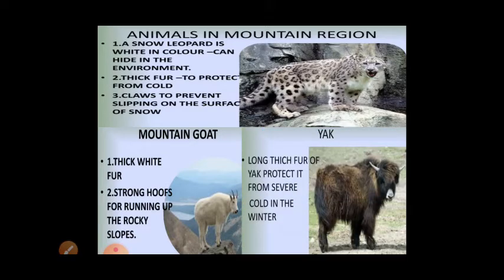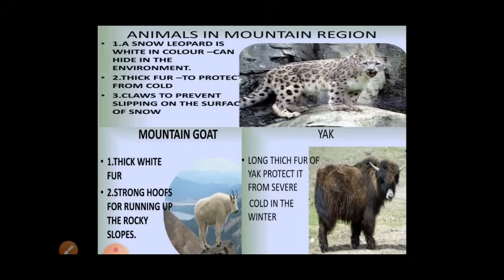Then the yak. In the mountain region we can find another animal called the yak. It has long hair on its body which protects it from the cold. If you observe polar region animals or mountain region animals, they have thick fur on their body to protect them from the heavy cold. They also have other habits, like the polar bear, which has a hibernation period. It takes rest in winter time. So all these adaptations they have.